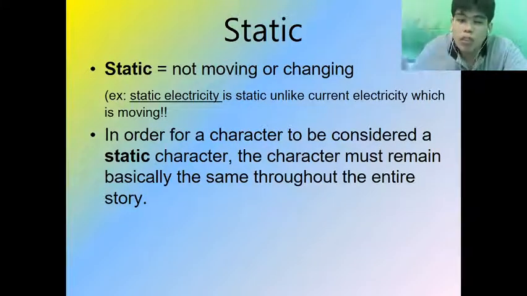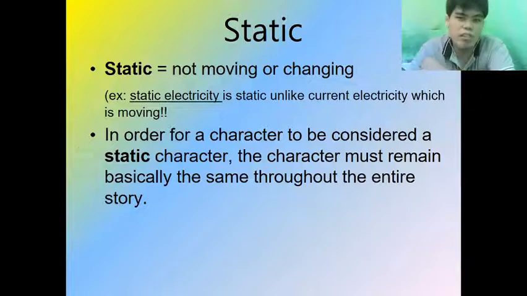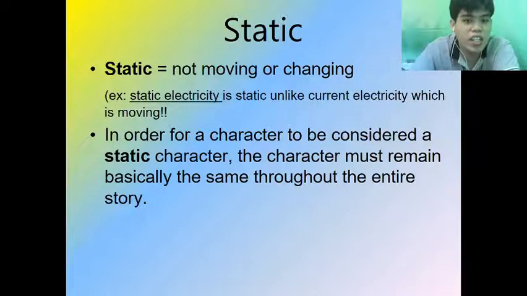So now let's move on. What do we really mean by a static character? Static means not moving or not changing. In order for a character to be static, the character must remain basically the same throughout the entire story. When we say a character is a static character, it means that throughout the story, he did not change internally. From the beginning up to the end, he was the protagonist, or he was the antagonist, he was a side character, and so on. So he did not change dramatically.